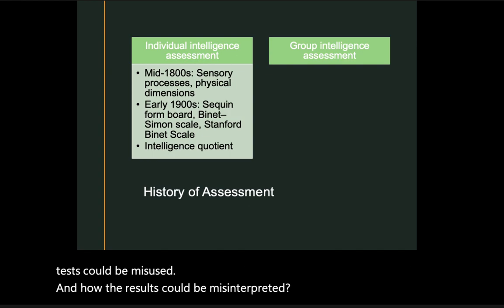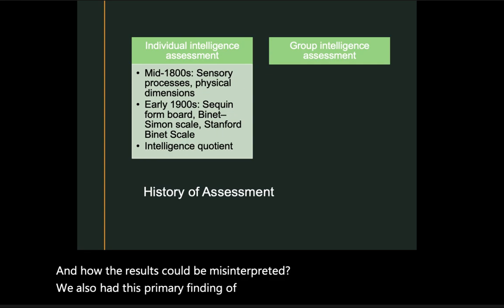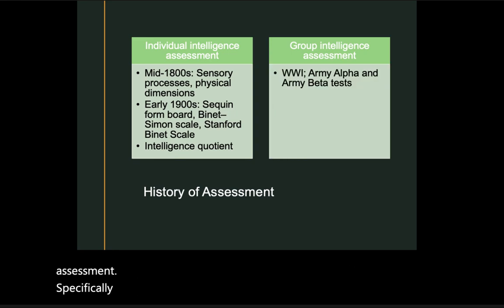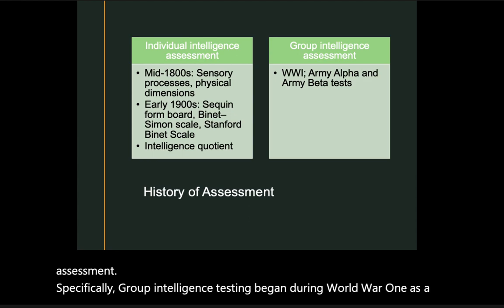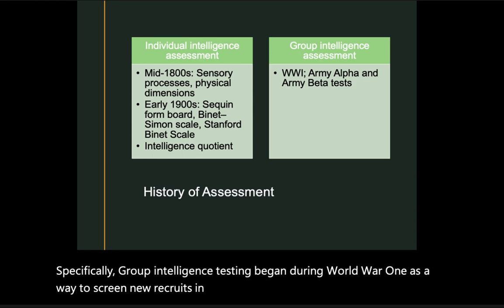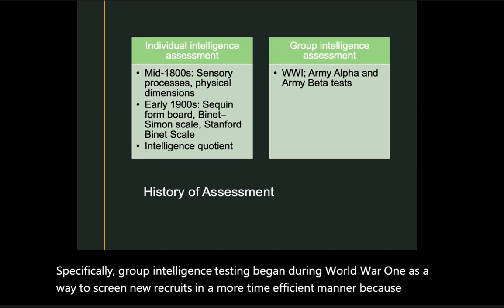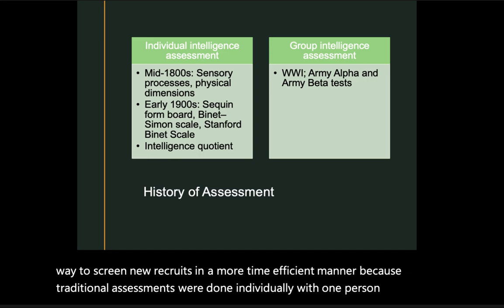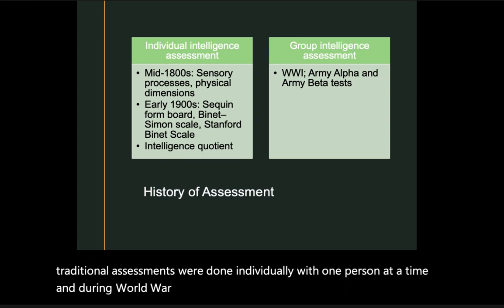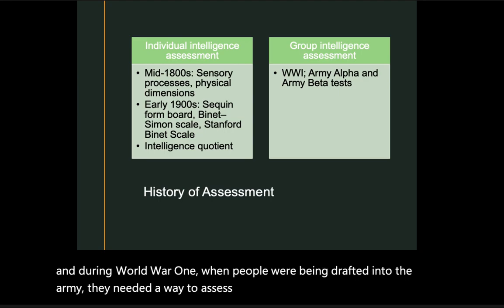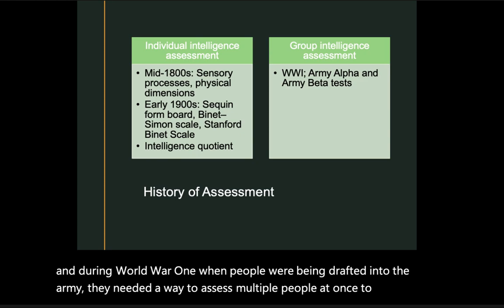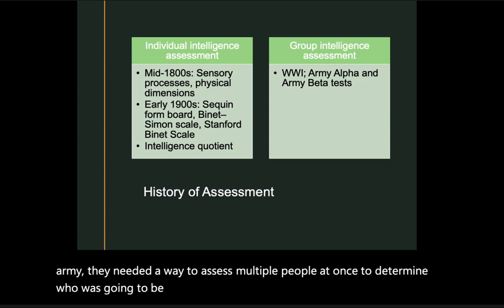We also had this primary finding of intelligence around group intelligence assessment. Specifically, group intelligence testing began during World War I as a way to screen new recruits in a more time-efficient manner, because traditional assessments were done individually, with one person at a time. During World War I, when people were being drafted into the army, they needed a way to assess multiple people at once to determine who was going to be the most efficient in a job in the army to fight in World War I.